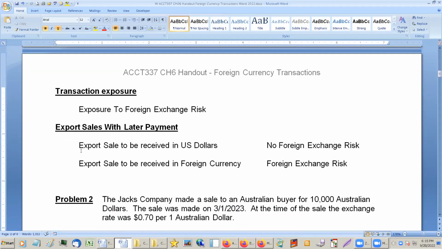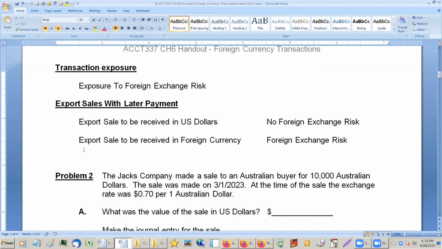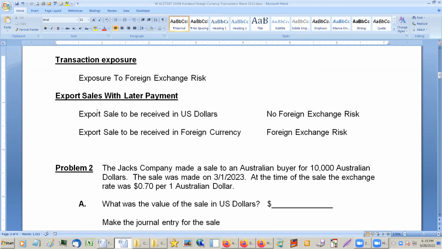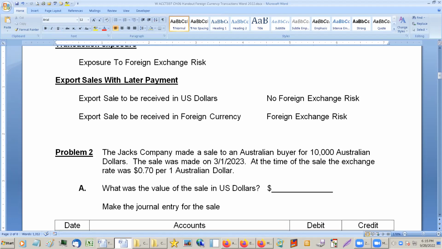I don't know. Okay. So transaction exposure. So this is what we're really going to spend some time on. Hopefully this will be a shorter class, but we'll see. Okay. And the first thing we're going to talk about are the sales. If you export something.